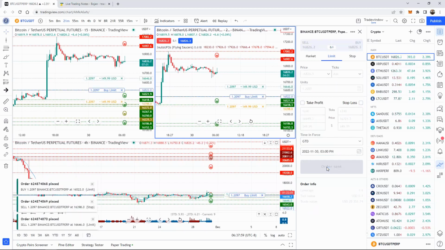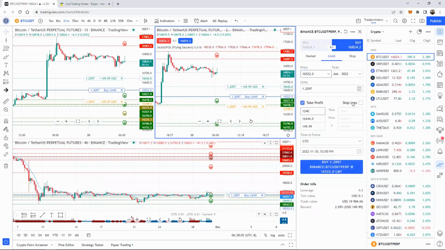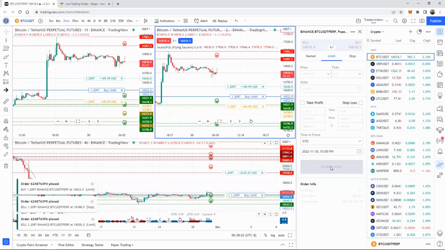Now for our final setup, for our final target, our T2, we're going to be, again, 16,522. Take profit is actually going to be all the way at 19,200. Nothing to round down or up there. I don't know why it rounded down for 1 cent, but it's all good. We'll know that that's what it's supposed to be. And we're going to go ahead and buy that as well. And there it is. Our final target is up there.